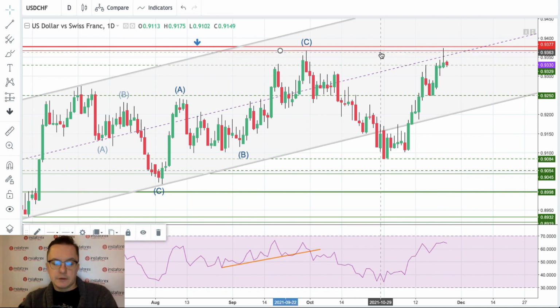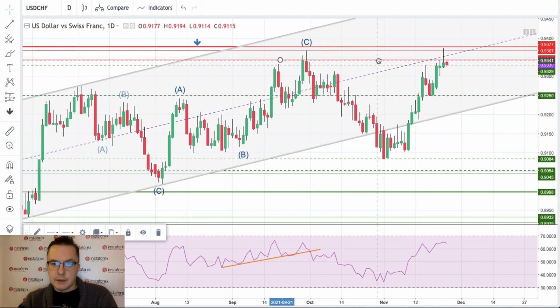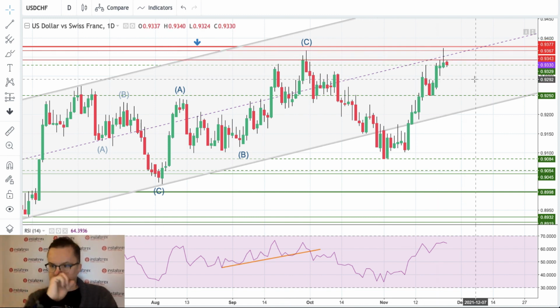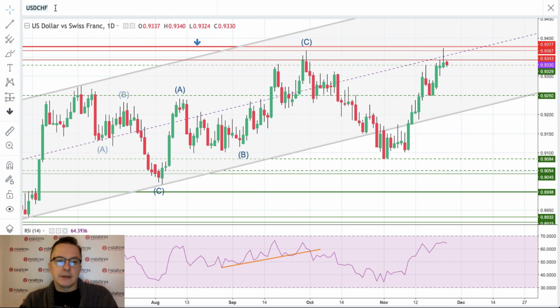Let me just put one more line here for you. So I will just put the lower one, there you go. This is the zone. 9,343, 9,377, that's the supply zone. So please keep an eye on the supply zone here.